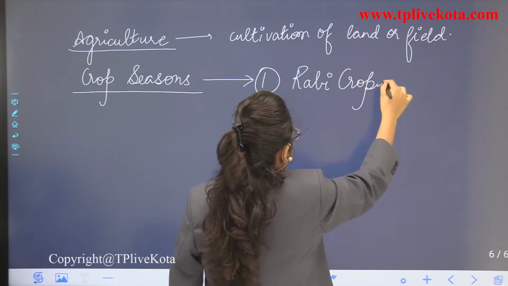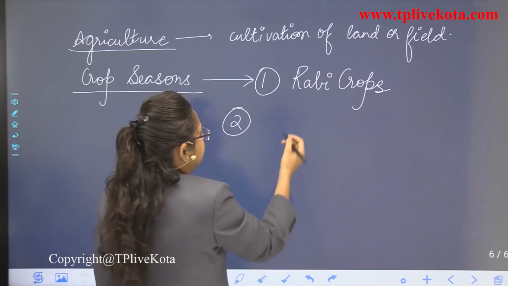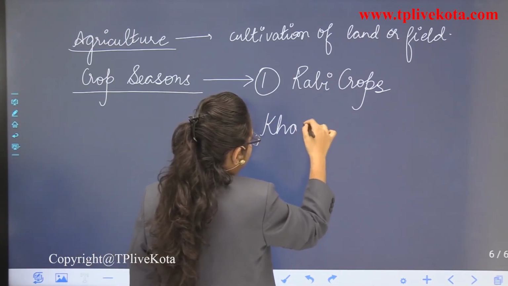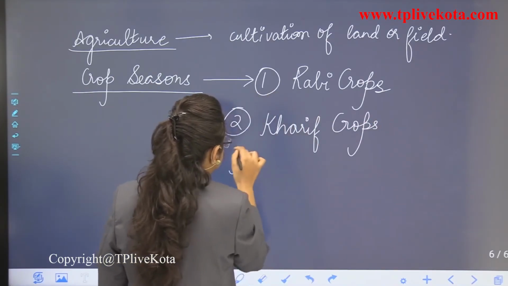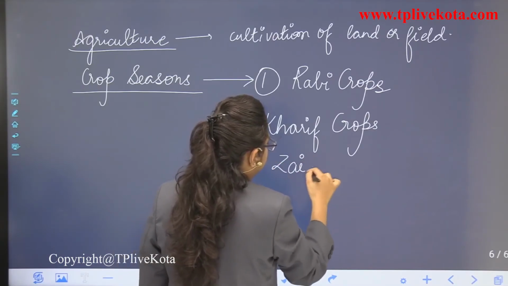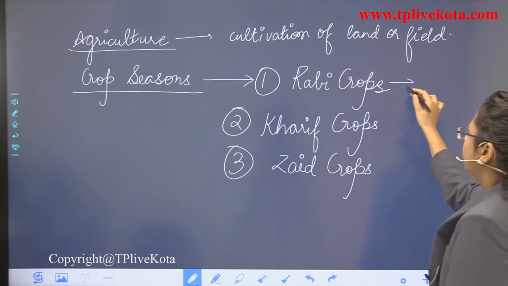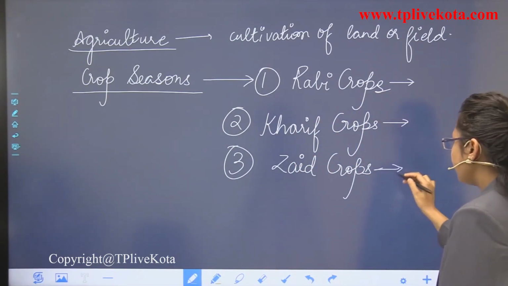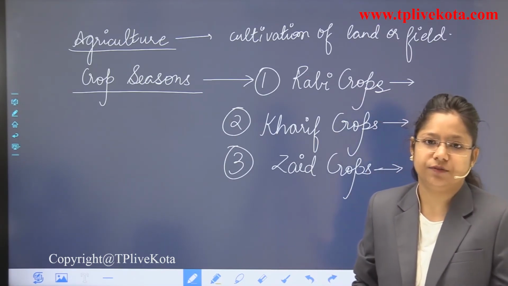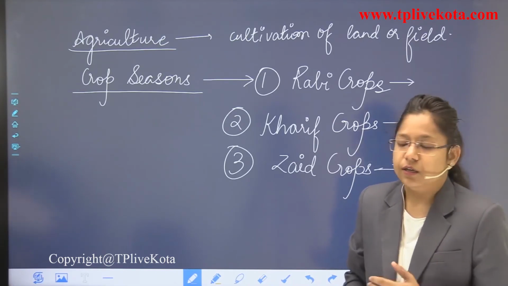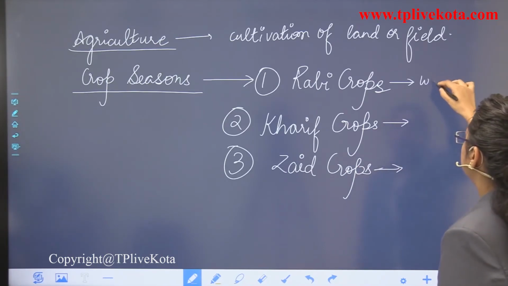Now I am going to tell you about the seasons in which they are grown. First is the rabi crop, second one is the kharif crop, and the third one is the zaid crop. Now you should remember the seasons in which they are grown, and they are harvested also. In which months they are grown, in which months they are harvested, and what are the examples of these kinds of crops. You should learn this thing thoroughly. So first is the rabi crop. The rabi crop is grown in winter season.